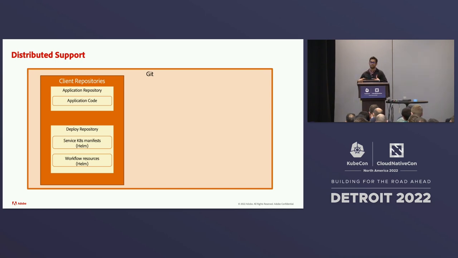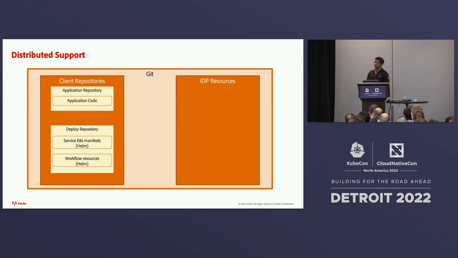So how does IDP help distribute fixes, updates, and maintenance to these client-owned repositories that can drift over time? Well, the answer here is that we try to centralize what we can. And so for the application code, for example, we provide generation templates that can be used to help clients spin up more quickly in terms of their application code.